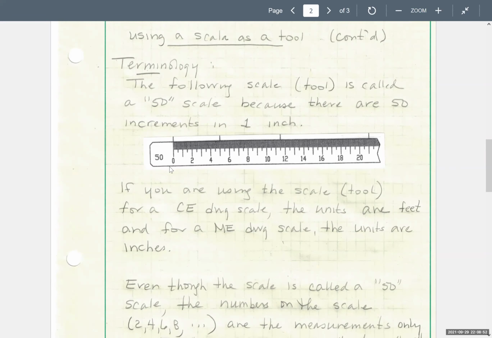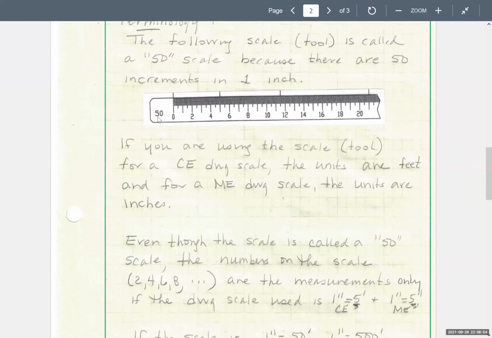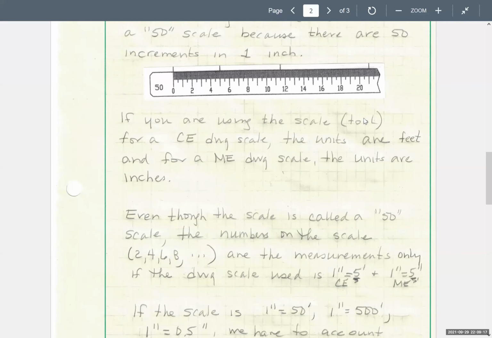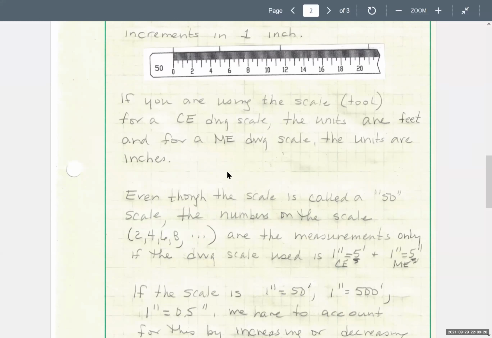Okay. Now we know, if we're using this as a mechanical engineering scale, what units would all these guys have? They'd be inches. Correct. If it was a civil engineering scale, what units would all these guys be? Feet. Correct. Okay, now, this I think is the trickiest part. Even though it's called the, let me go to the next person. Steve, why is it called a 50 scale?